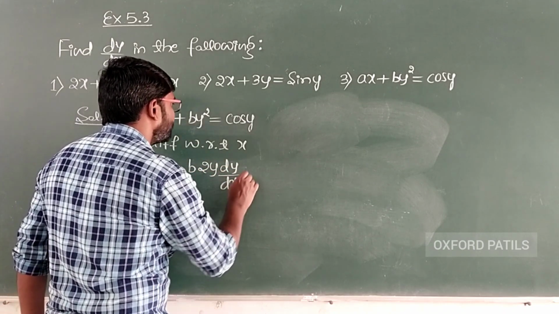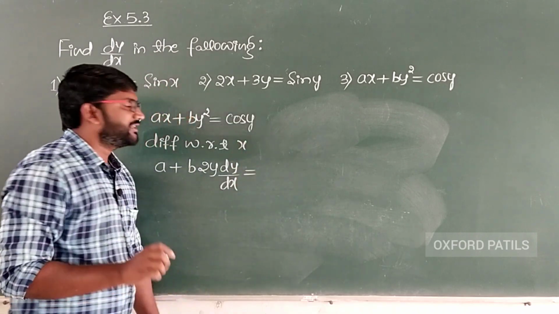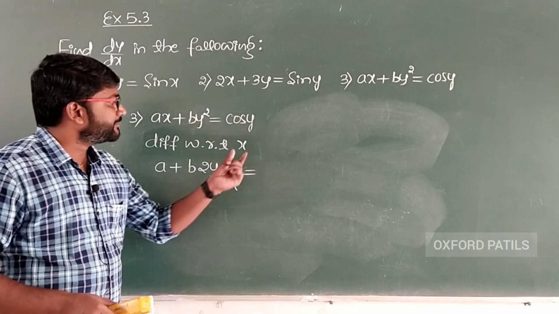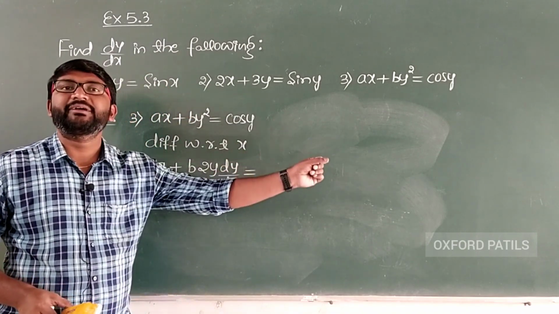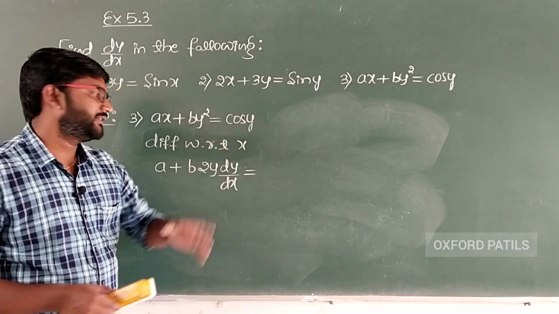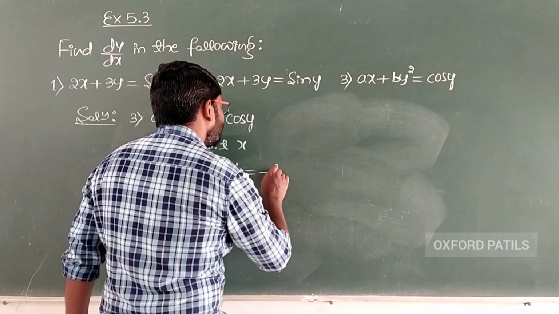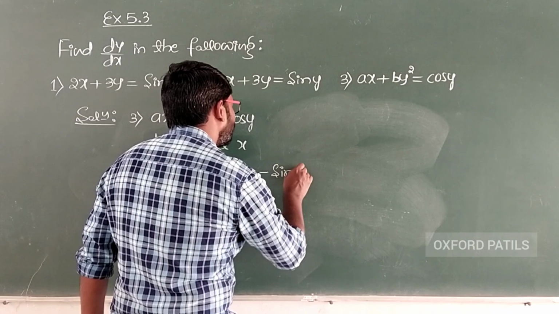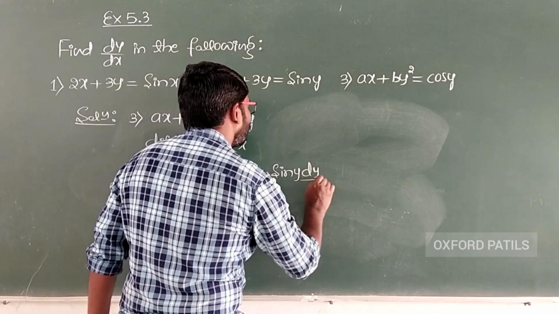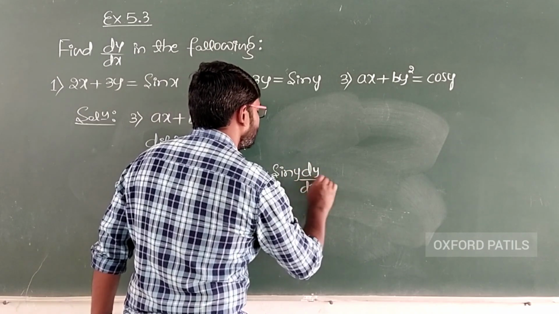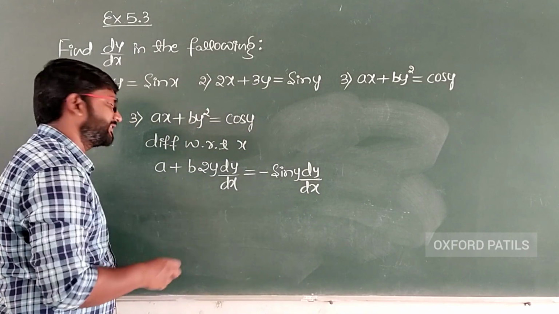2y into dy by dx. This is equals to, now what is the derivative of cos y? It is minus sin y into dy by dx, because we have the y term here. So it is minus sin y into dy by dx, so let us simplify this now.